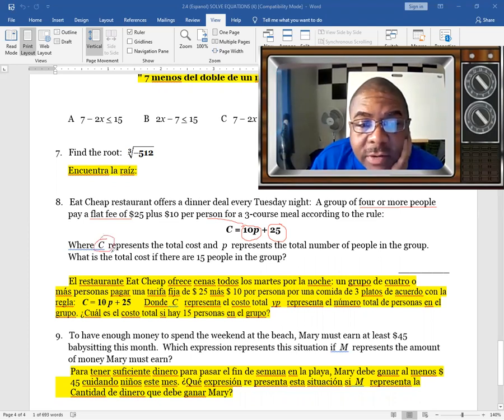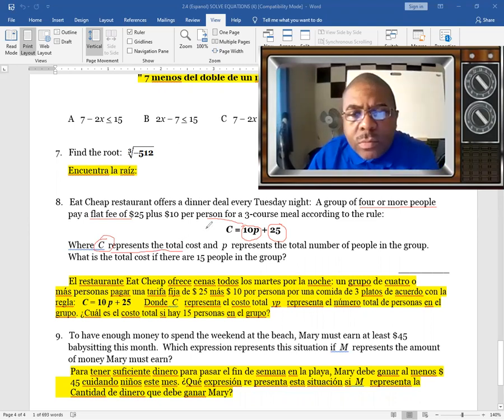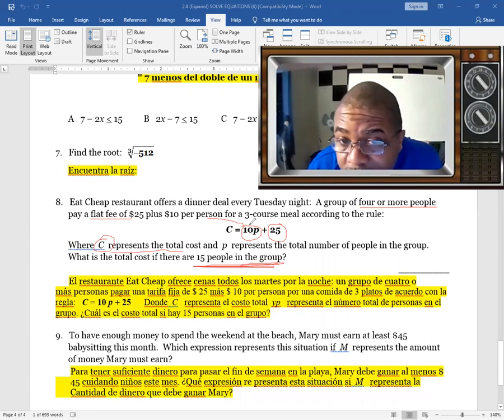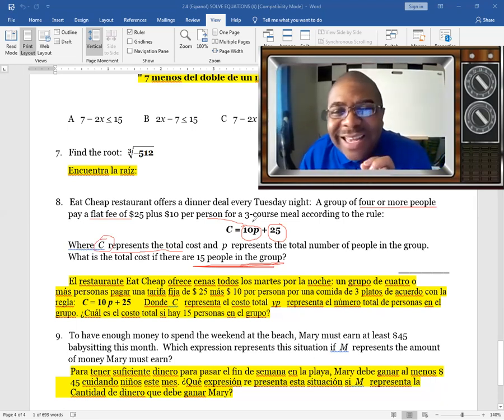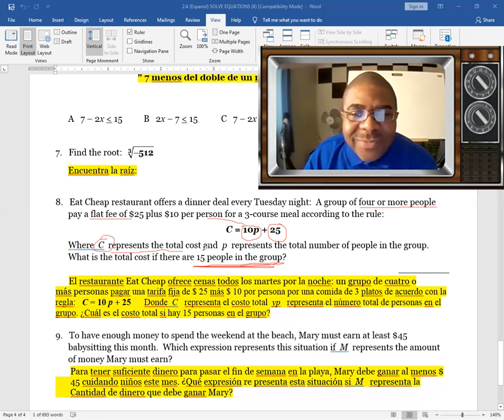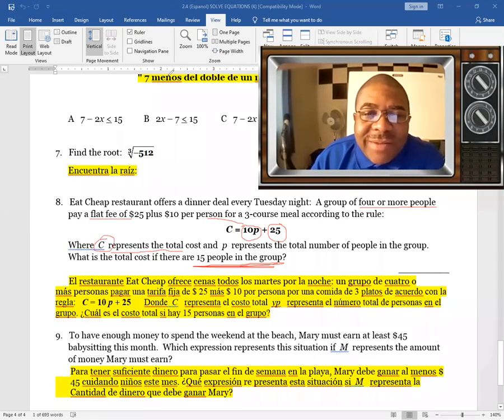Okay, C represents the total cost. So we're solving for C. There are 15 people in the group. We know it's $25 off the rip, right? And how many people? So it's 10 times P. What is P? P are the people in the group. So it's 10 times. See what I'm pointing at? I hope you see it. All right, so that's how we're going to solve that problem.